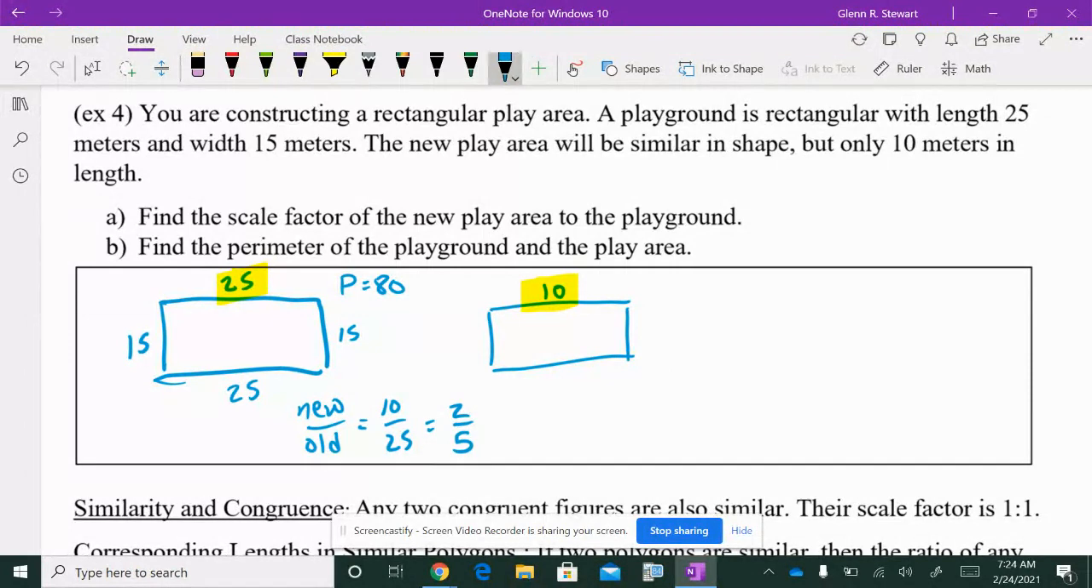So think of it this way. When you're trying to find your proportions, if you're going from a big figure to a smaller figure, you're going to have a fractional number that you're going to be multiplying by, which is going to be your scale factor. If you're going from a figure to a larger figure, you're going to have a number that's a whole number because you're trying to make that area bigger. So this is my scale factor, 2 over 5.